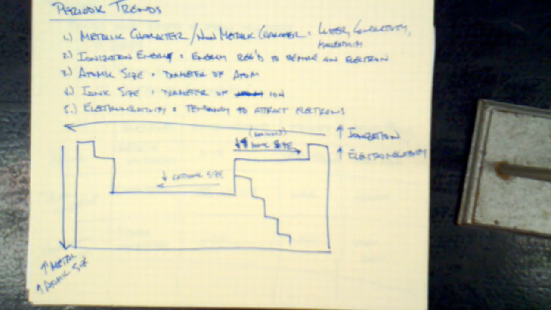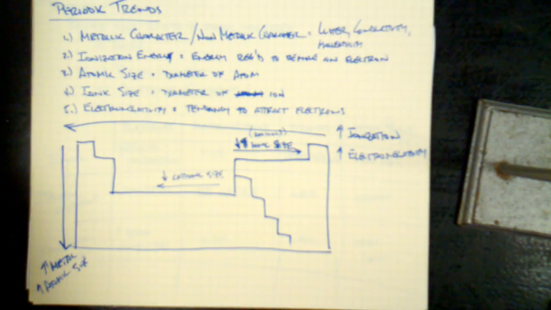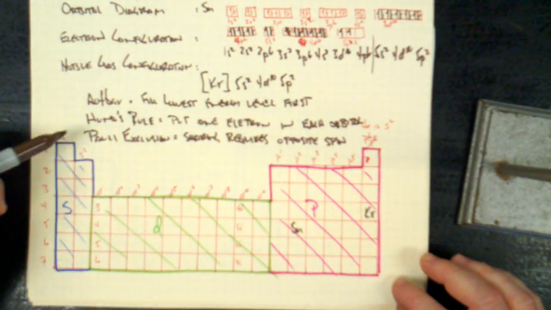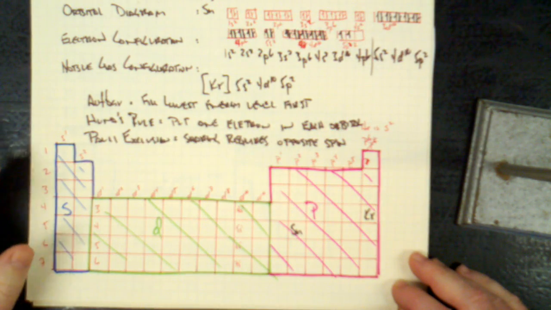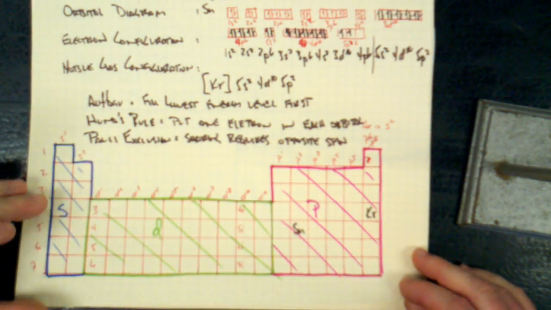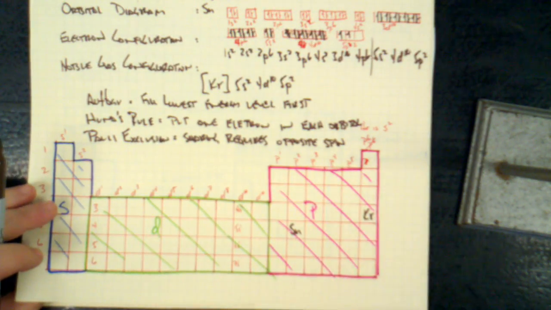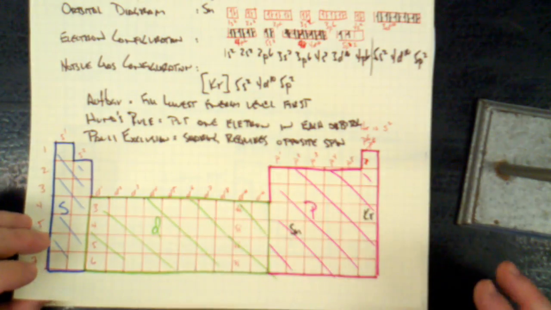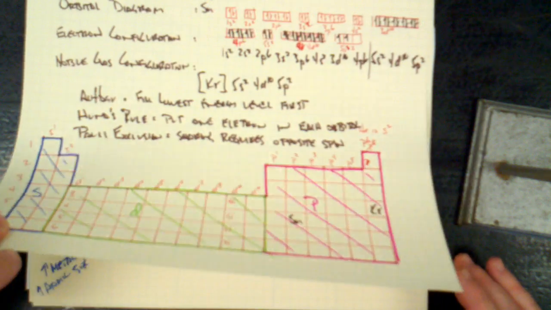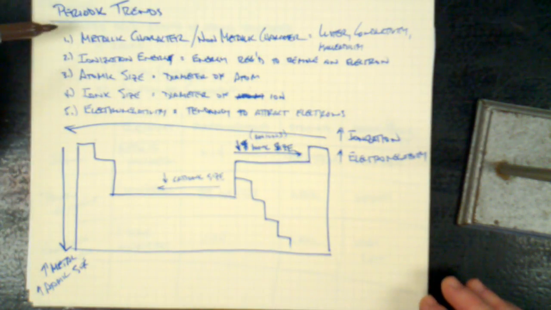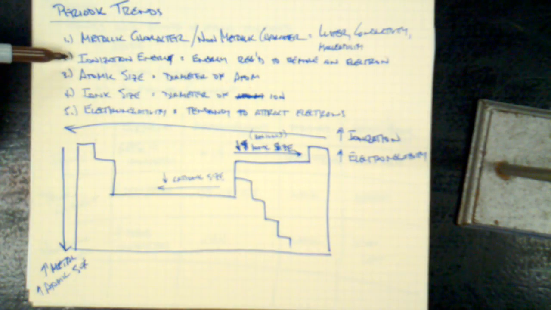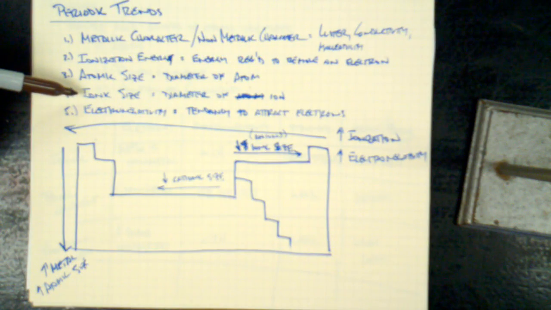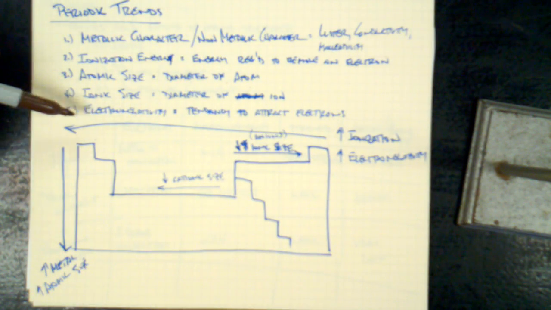One of the things about the periodic table, we just learned before that its structure has to do with the electron configuration of each element. This also then lends itself to various properties that we can discern from looking by relative positions of elements on the periodic table. We call these periodic trends, and we're going to look at 5 of them. The first is metallic character, ionization energy, atomic size, ionic size, and electronegativity.